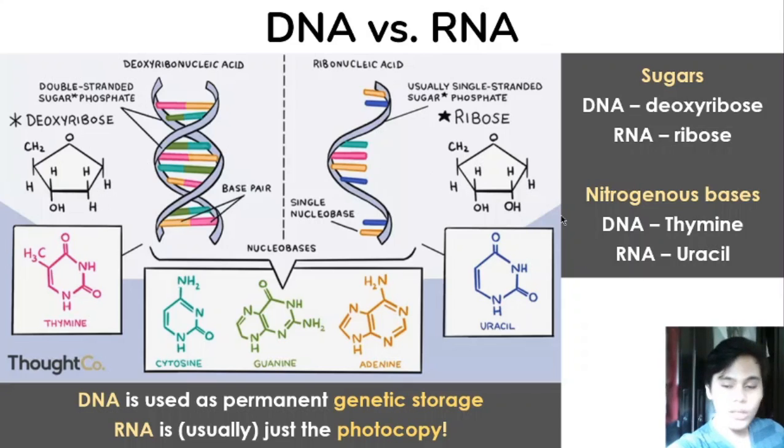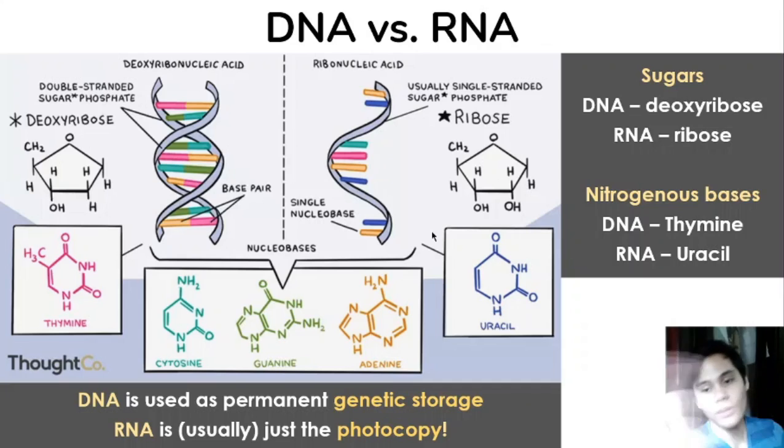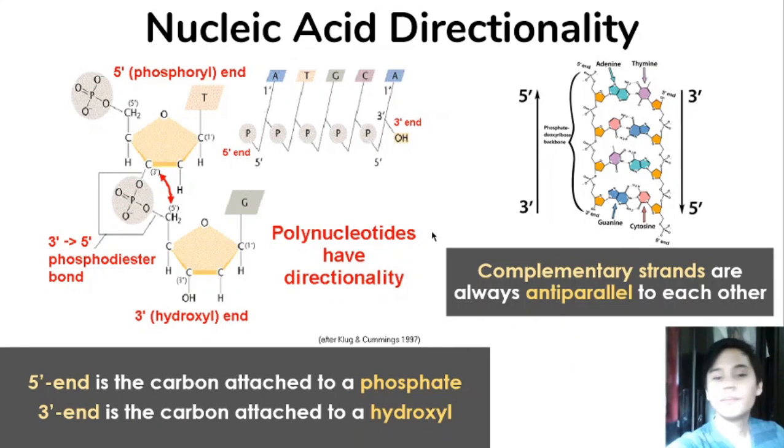Your nitrogenous bases, on the other hand, there's a difference between them. In DNA, there's thymine. In RNA, it's uracil. So adenine pairs with thymine in DNA, and adenine pairs with uracil in RNA. So you'll see that in your sequencing later on.